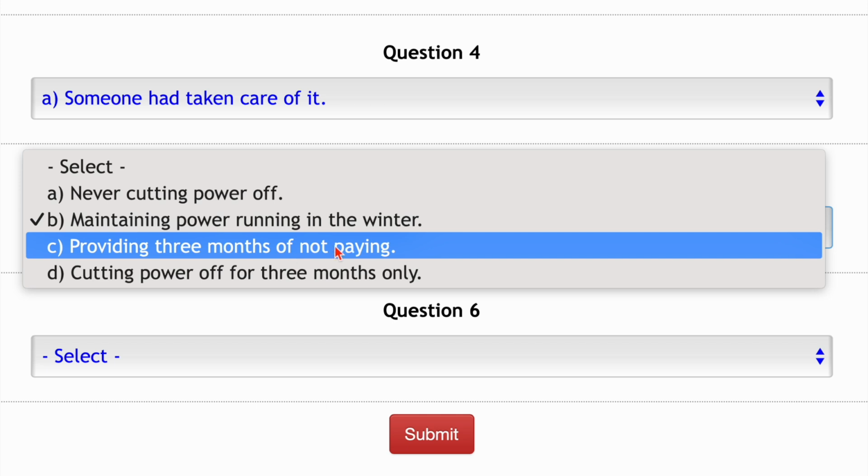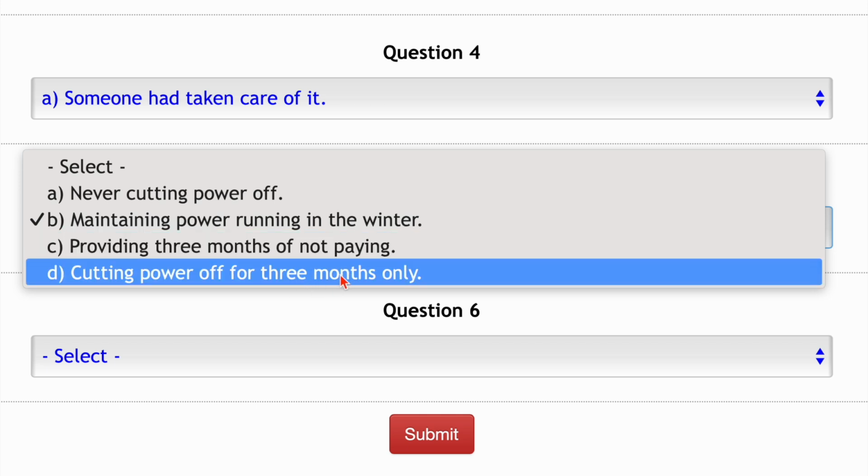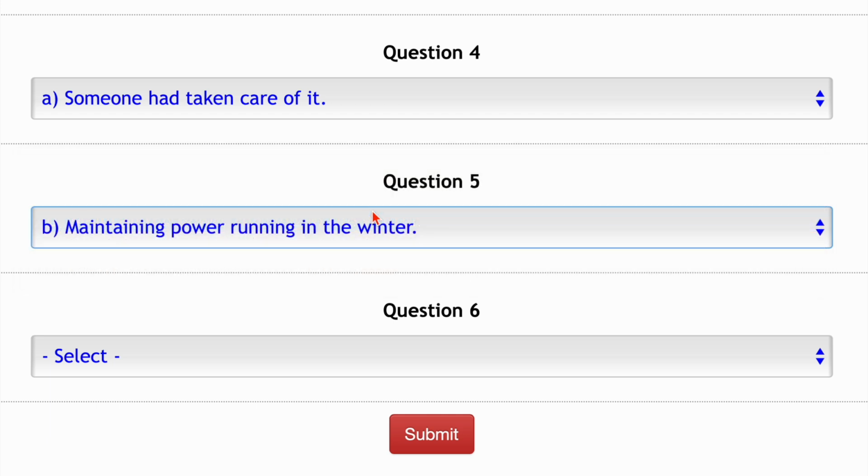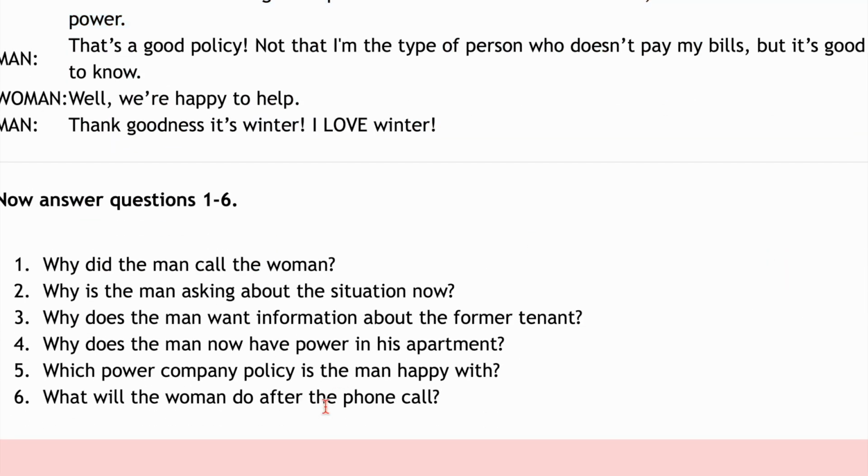3 months of not paying? No. 3 months if they don't pay for 3 months. Cutting for 3 months only? No. If they don't pay for 3 months. So they said, or she said, that they keep the power running. Maintaining means keeping in the winter. Okay. Never cutting it off. And question 6. What will the woman do after the phone call?